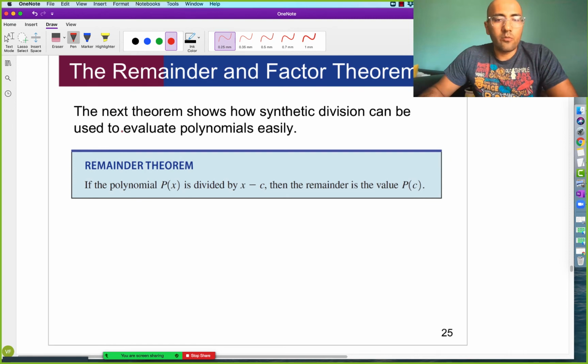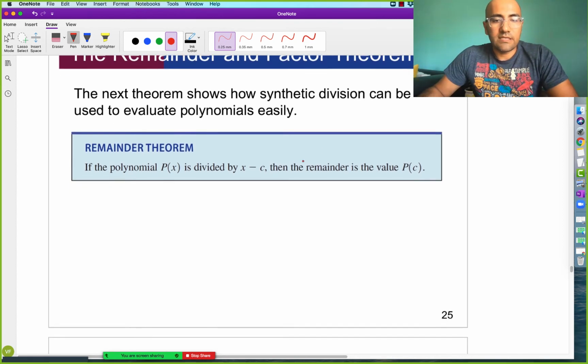Okay, so if a polynomial p of x is divided by x minus c, then the remainder is the value p of c.